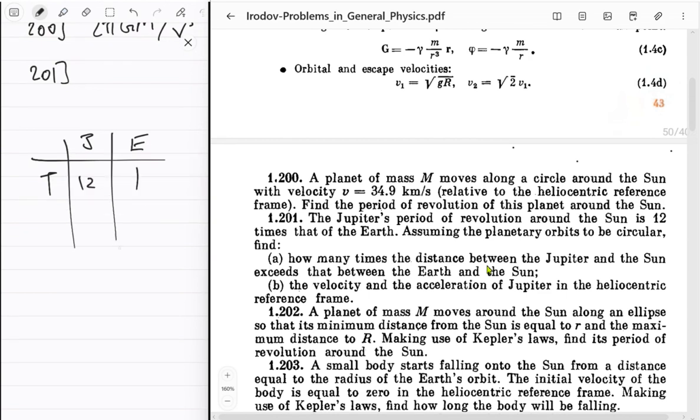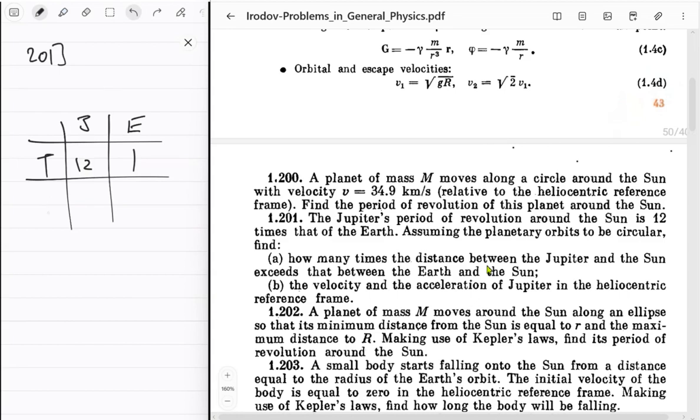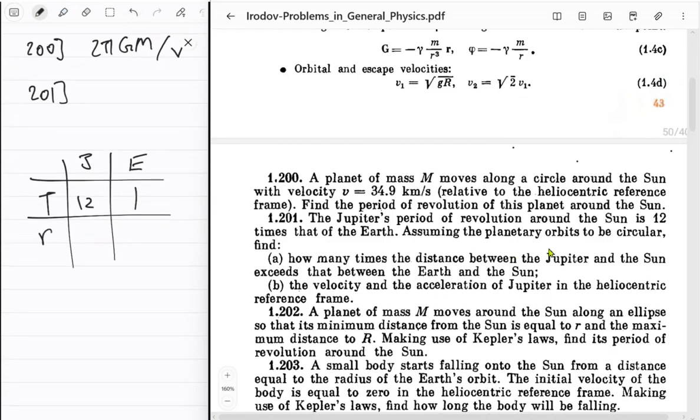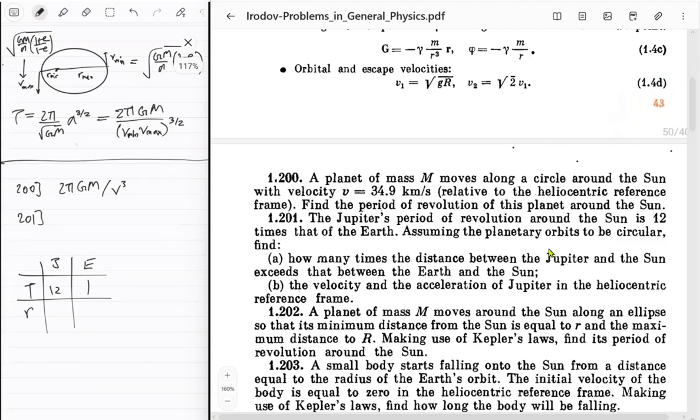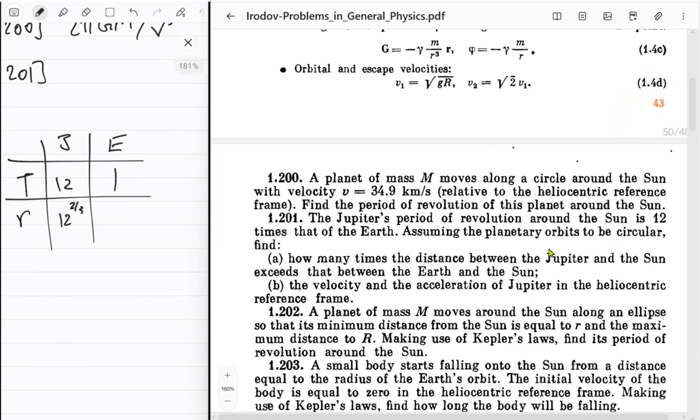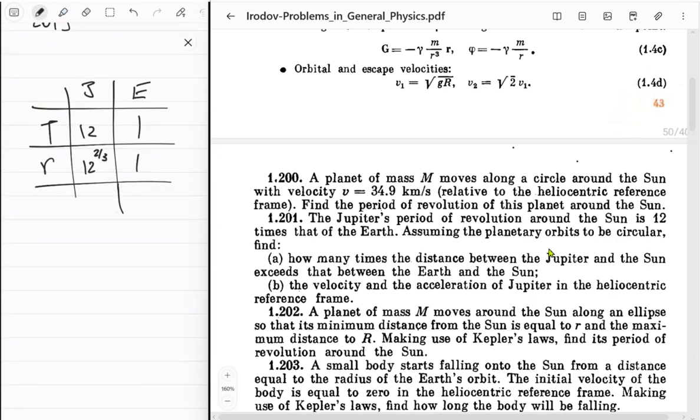What about the other values? These are circular orbits, so a is just equal to r. And we know T is proportional to a to the power 3 upon 2, so a is proportional to T to the power 2/3. That's what the proportionality is, right? So 12 to the power 2/3 is to 1. And also for the speeds, that's also what you want to find, the velocity and the acceleration as well. Acceleration is proportional to 1 upon r squared, so that works out.